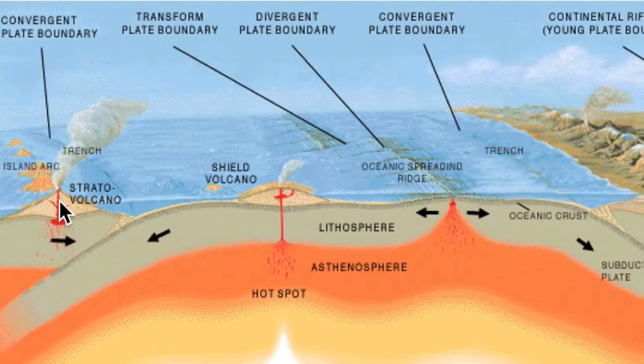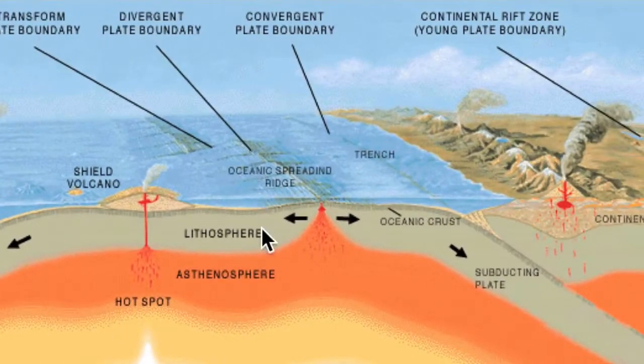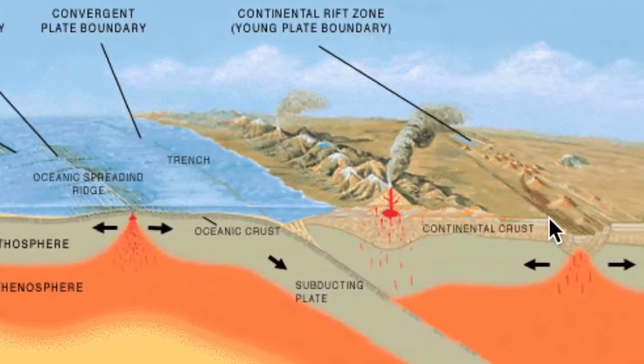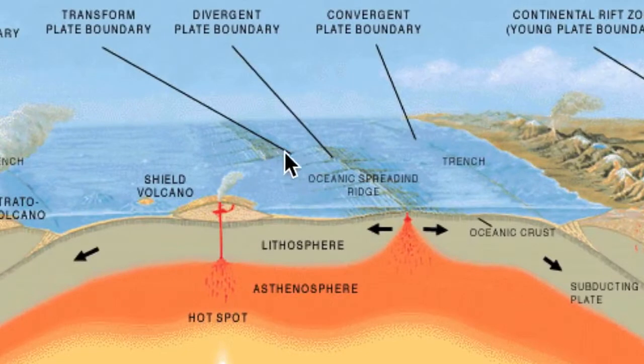We could have divergent boundaries. An example could be right here. So we have this oceanic plate moving away from this oceanic plate, so we get this mid-oceanic ridge. We could have a rift valley where this continental plate is being pulled apart. We could have transform boundaries. Here would be an example where they're sliding past one another. San Andreas Fault is a good example of that.